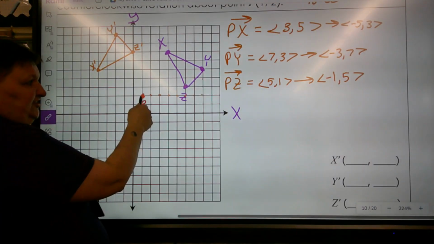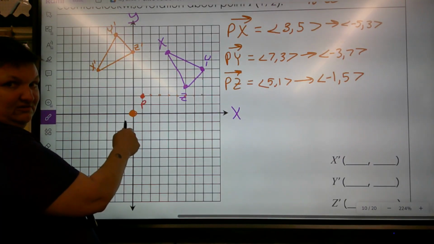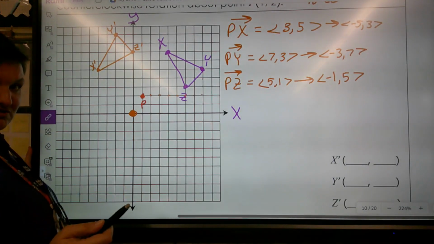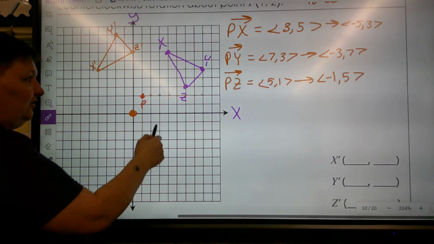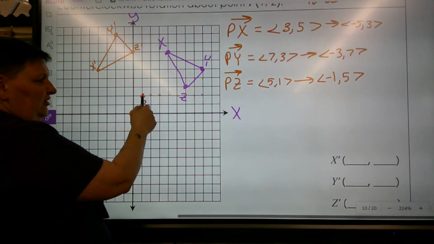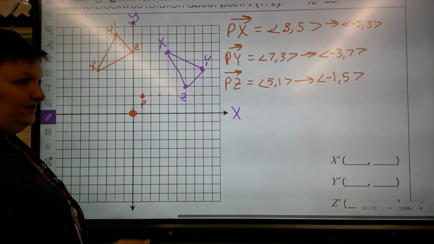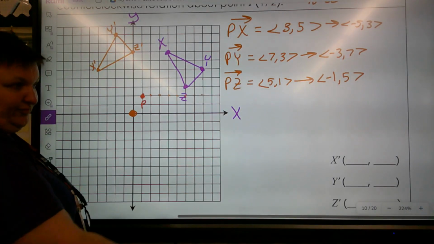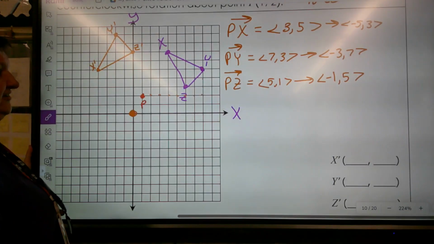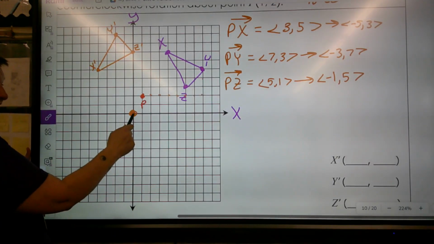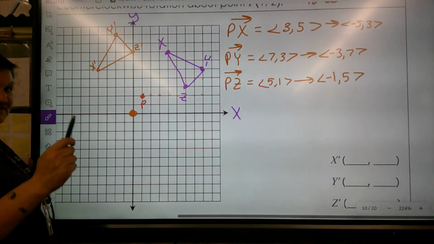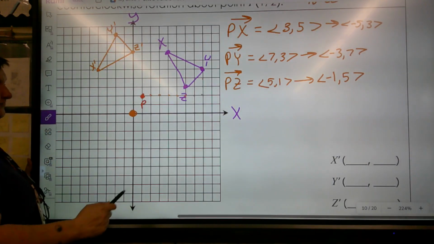The center of rotation might be the origin, in which case coordinates and vectors are the same thing. But if your center of rotation is not the origin, then your vectors are going to be different from your coordinates. Right? To find the coordinates, you have to start counting from the origin. Coordinates start at the origin.